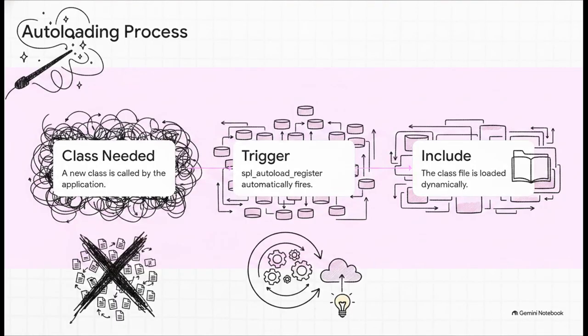Next up is autoloading, which honestly feels like pure magic when you first use it. In the old days of procedural PHP, the top of every single file was a nightmare of 20 different include statements. Ugh. But with autoloading, you define a function using SPL_autoload_register. When PHP realizes you're trying to use a class it hasn't seen yet, it pauses, triggers this register, automatically finds the correct file, and includes it dynamically. It completely eliminates those messy include statements and keeps your application perfectly organized, loading only what it needs, right when it needs it.